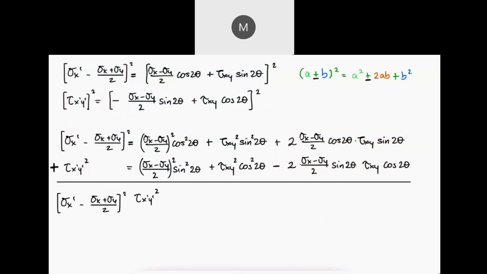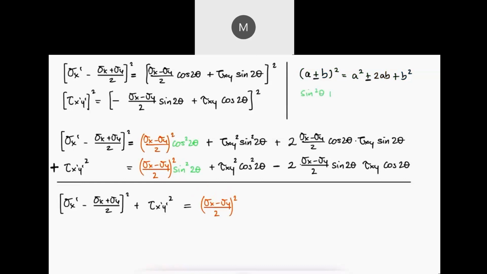The left-hand side is just adding the 2 terms together, and on the right-hand side, we see the same term, factor of sine squared plus cosine squared, which is a 1, a second term, factor of the same trig identity, and a third term that cancels out.